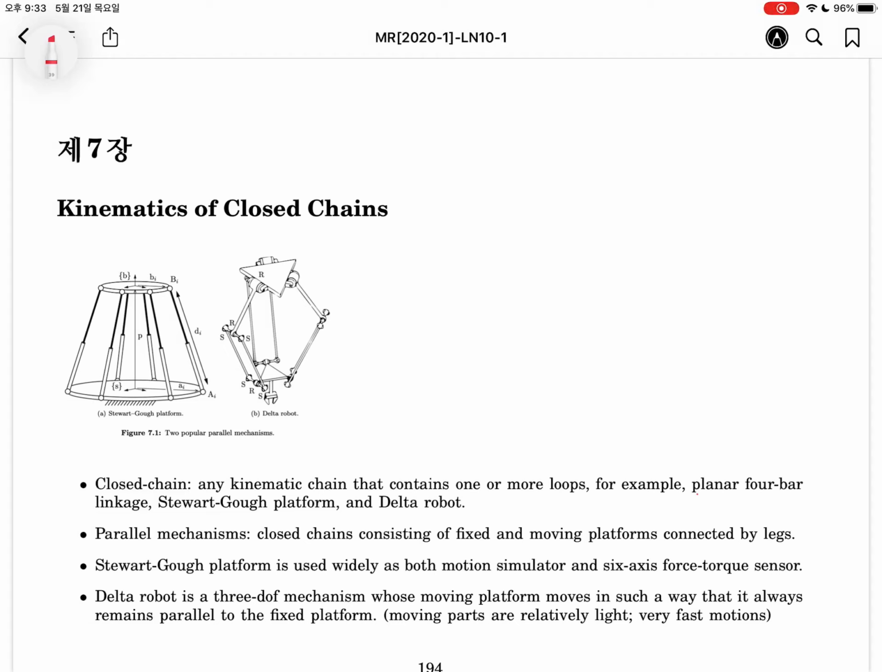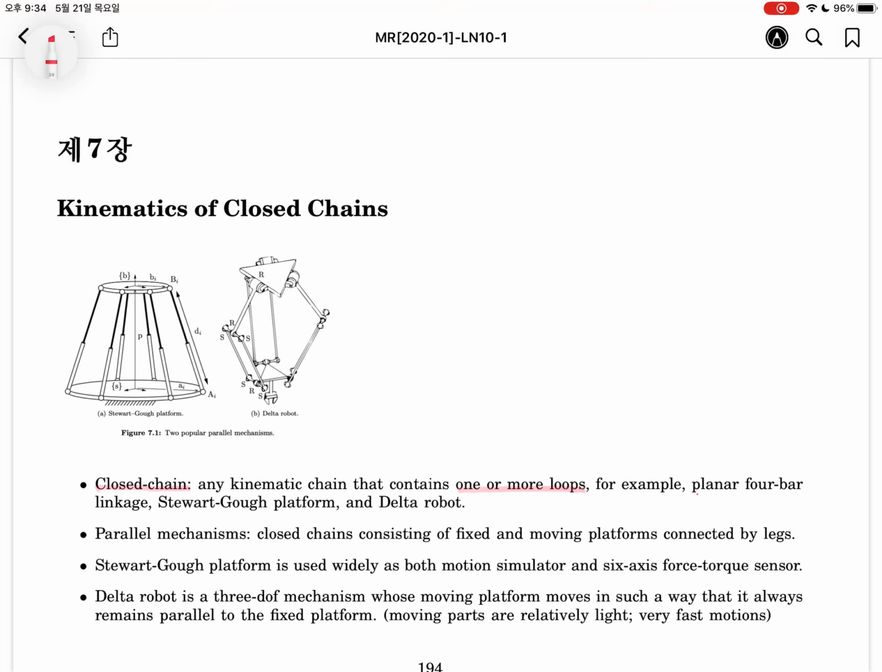Let's get started with chapter 7. The topic of chapter 7 is kinematics of a closed chain. A closed chain is defined as a kinematic chain that contains one or more loops. If your mechanism has some closed loop, at that time we can call it a closed chain.